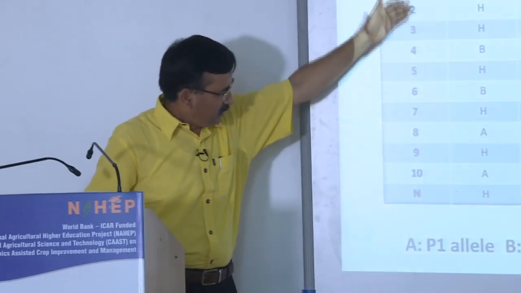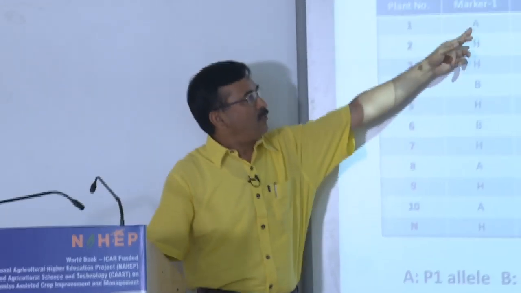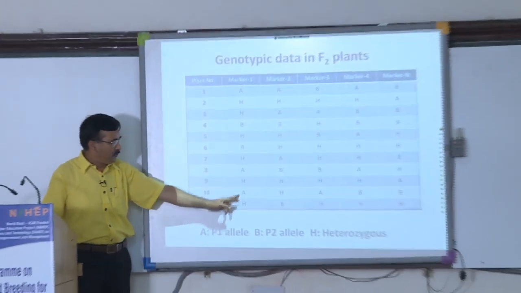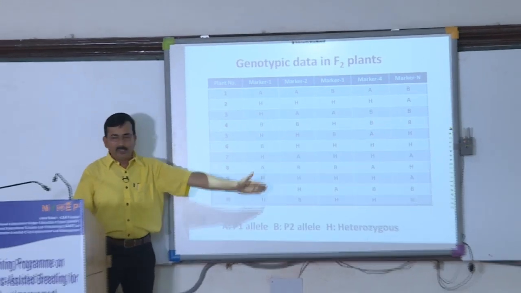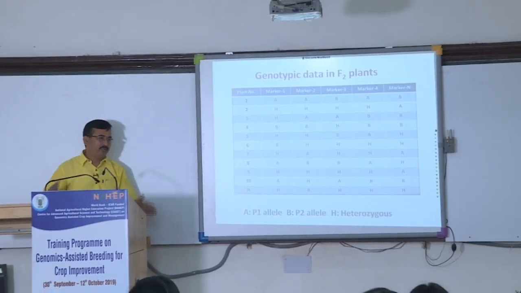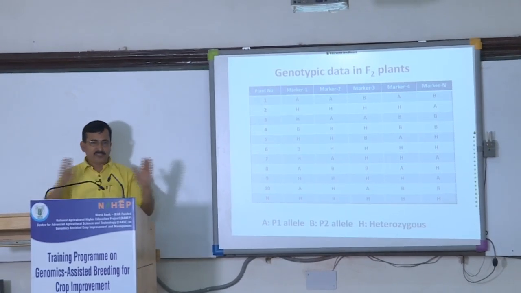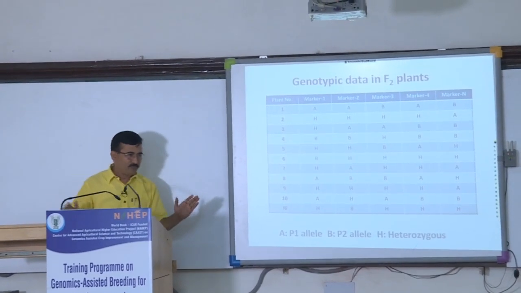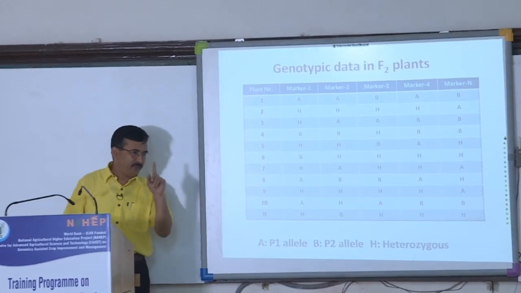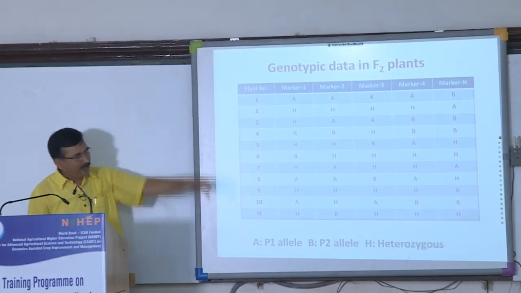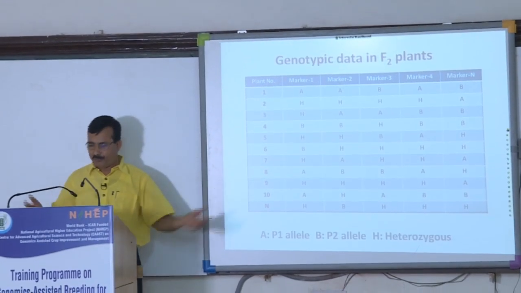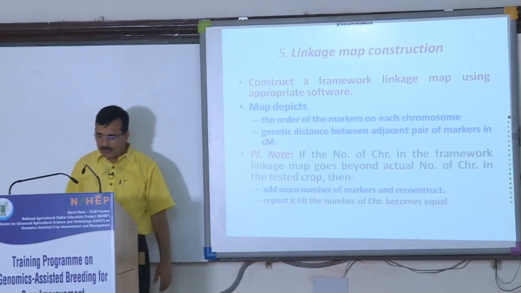Then finally you compile all that information. Say for marker 1, these are my plant numbers; for marker 1, this is A, this is B. For marker 2, you develop it the same way, because you are talking about the whole genome. You are covering the entire genome for this genotyping purpose, doing each and every plant. So finally you get a table like this, just a representative table only.